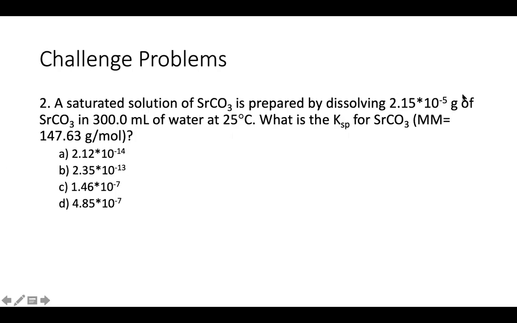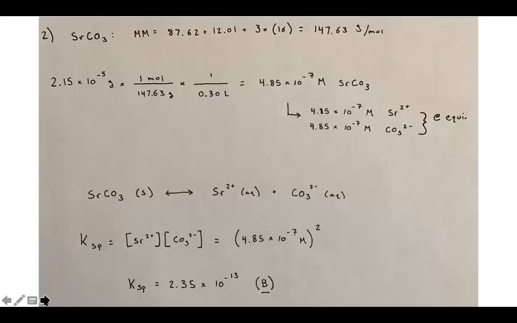Okay, so we're going to want to use this mass and the volume to solve for the concentration of both of our ions, and then use that to solve for our Ksp. Okay, and so the answer to this one again was B. Okay, and so at the top I solved for the molar mass and then kind of realized after that I had actually given that to you, right? But the molar mass of our solid is 147.63 grams.